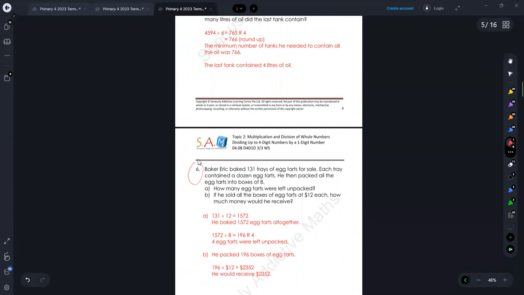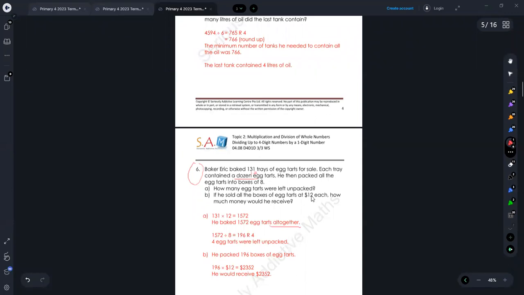Eric baked 131 trays of egg tarts for sale. Each tray contained a dozen egg tarts. Some students may still not know what dozen means yet. Dozen means 12. He then packed all the egg tarts into boxes of 8. How many egg tarts were left unpacked? So there are 2 steps. The first step is 131 trays, each tray contained a dozen, so you need to find out how many egg tarts there are altogether. The equation will be 131 times 12.